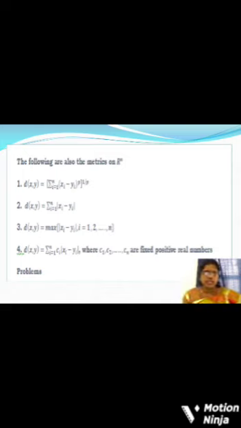We can also see some other metrics on R power n. Here I give some examples. d of x comma y equal to the summation i equal to 1 to n of modulus xi minus yi the whole power p, the whole power 1 by p. This also serves as a metric on R power n. d of x comma y equal to the summation i equal to 1 to n of modulus xi minus yi. This also serves as a metric. d of x comma y equal to the maximum of modulus xi minus yi, i varies over 1 to n. Also, d of x comma y equal to the summation i equal to 1 to n of ci into modulus of xi minus yi, where the ci are fixed positive real numbers.